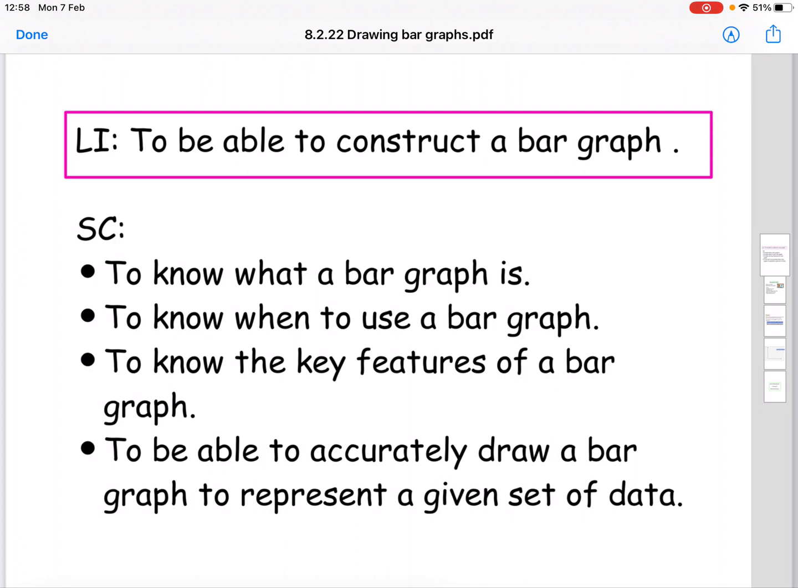Your learning intention is quite simply to be able to construct a bar graph, and our success criteria are to know what a bar graph is, to know when we would use a bar graph, to know the key features of a bar graph, which is really important, and then obviously to be able to accurately draw a bar graph to represent a given set of information or data.